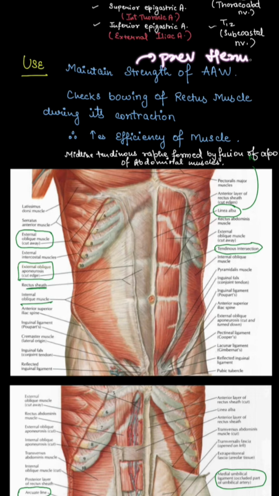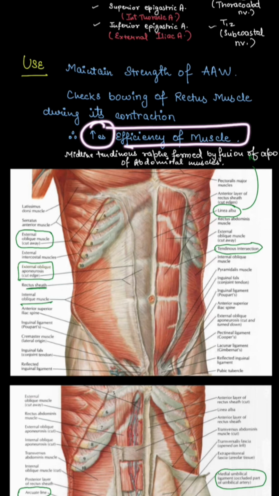Okay, then it also checks the bowing, meaning curving, bowing out of the rectus muscle during its contraction. So in a way it supports and prevents the bowing of the rectus muscle during contraction, thus increasing the efficiency of the muscle.